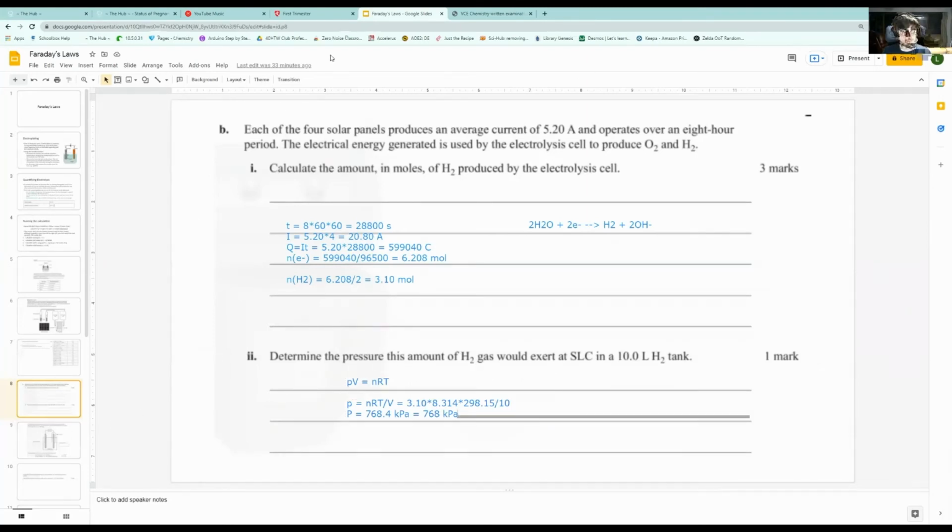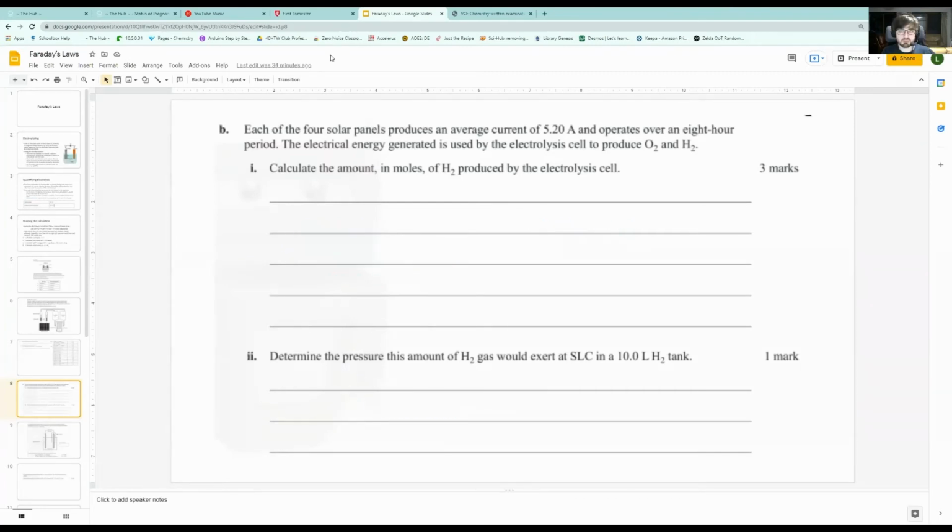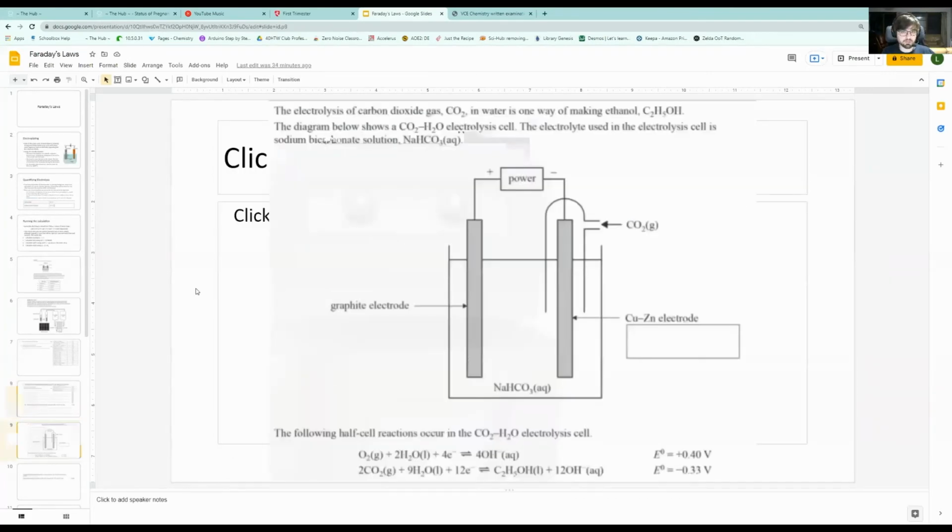All right. We've got another one here. So electrolysis of carbon dioxide gas in water to make ethanol. We've got 2 half equations down here, and we've got our cell here. So carbon dioxide has been blown in and it's reacting. Carbon dioxide is reacting with water to make the ethanol and some hydroxide, and the hydroxide is being oxidized at the other end to make oxygen gas and water.